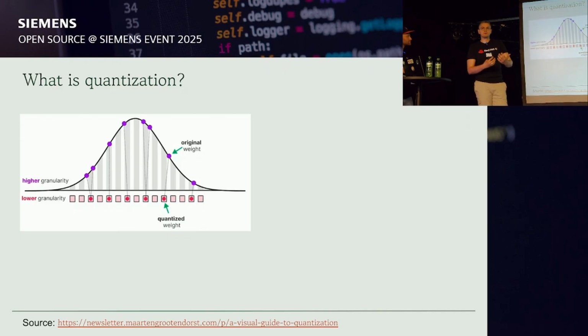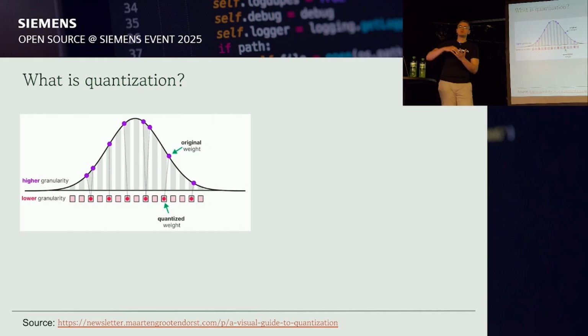During this process, we have to actually change some of these values because, like in this example here, these two values will be mapped to the same bucket, because they don't have their corresponding values in this lower granularity space. This means that we will be introducing some error, and the entire game with quantization is how do we minimize this error such that we do not destroy the accuracy of our model once it's quantized.